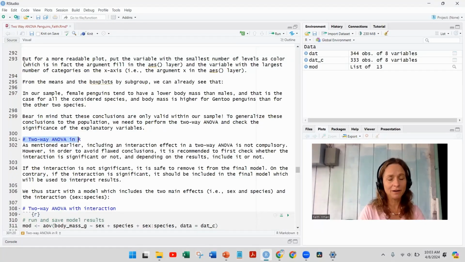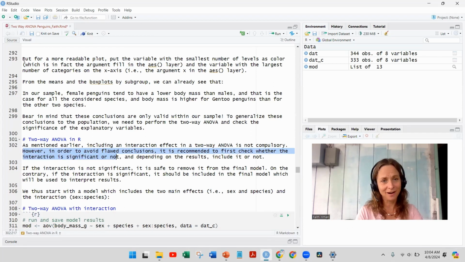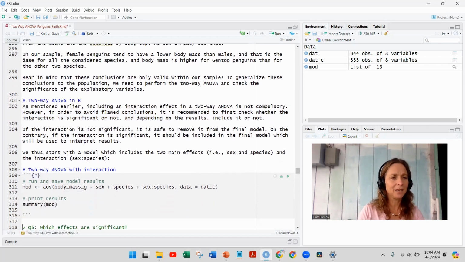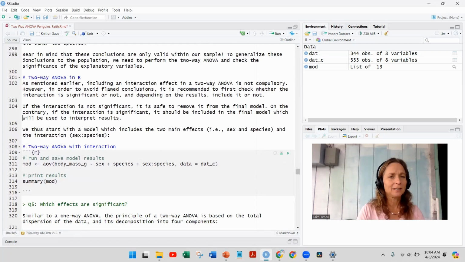So, the two-way ANOVA in R. Now we get to the analysis. All right. As mentioned earlier, including an interaction effect in a two-way ANOVA is not compulsory. However, in order to avoid flawed conclusions, it is recommended to first check whether the interaction is significant or not, and depending on the results, include it or not. If it's not significant, you can leave it out, but check it, always check it.